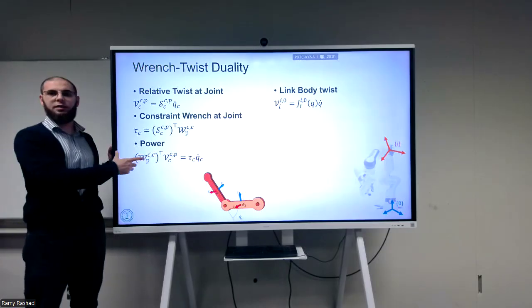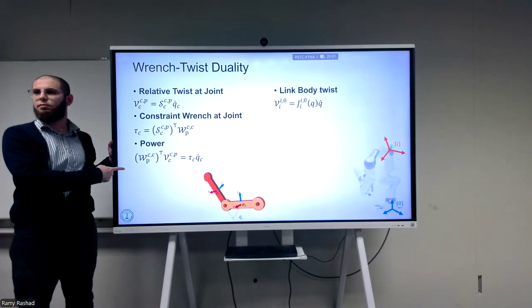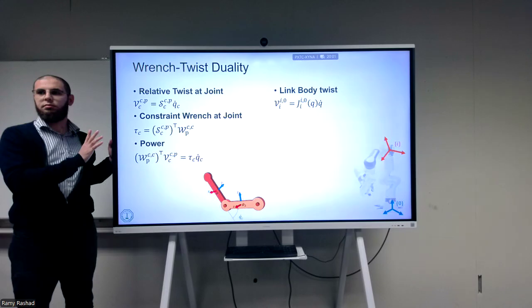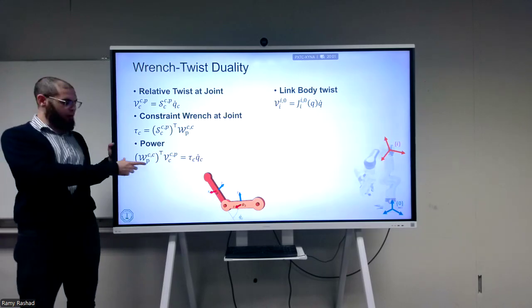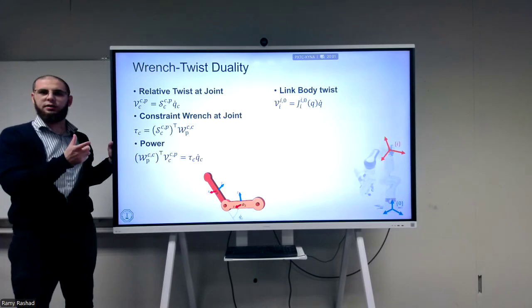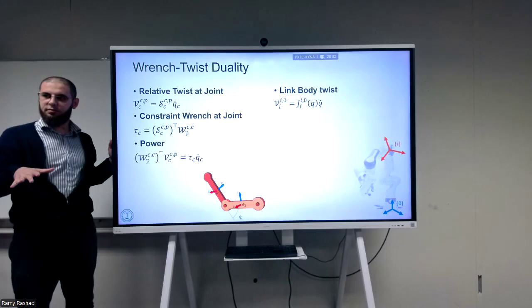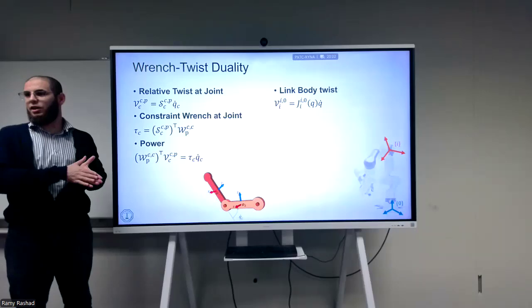What did we call this product before? Is it an inner product? Why? Two different spaces. What do you remember? What did we call this pairing or this product? It had a special name. No. You're almost there. It was called a dual product. It's different from the inner product.